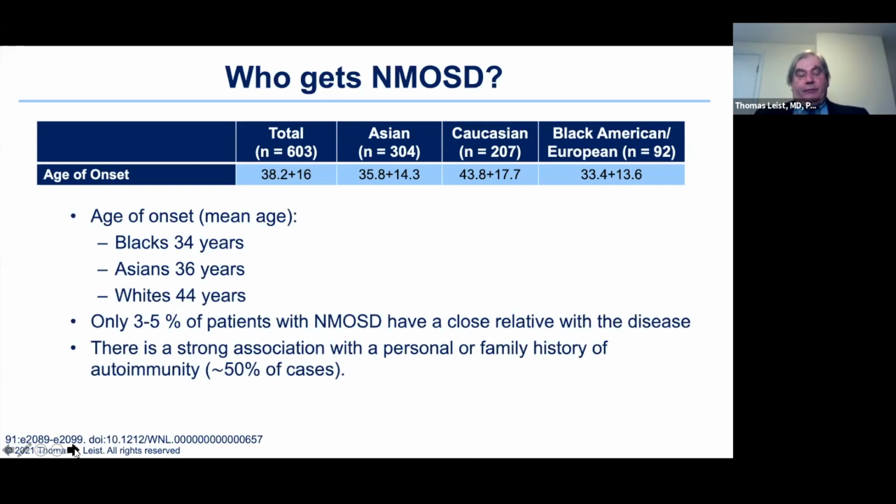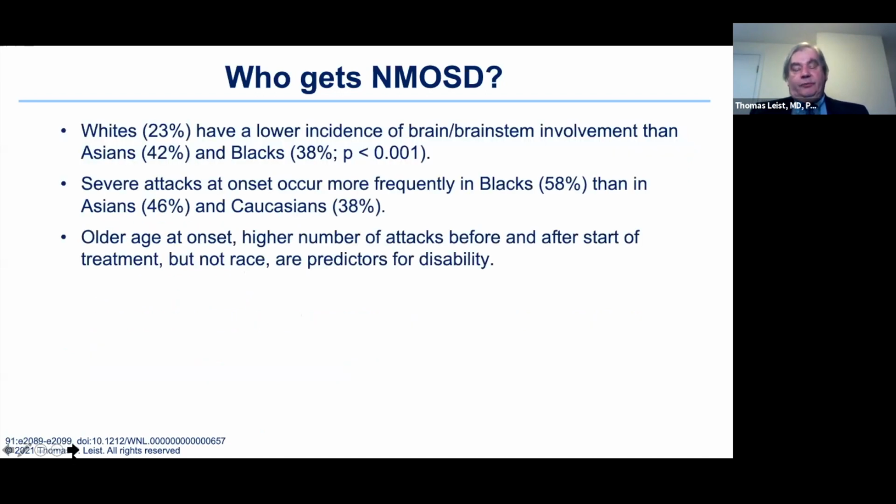If a person in the family has neuromyelitis optica, what's the likelihood of somebody else to have neuromyelitis optica? It's very low. That doesn't mean it's unheard of, but the inheritance is much more complex. On the other hand, if we see autoimmune diseases in neuromyelitis optica, they are a little bit more frequent, both in the persons that have it and also in the family.